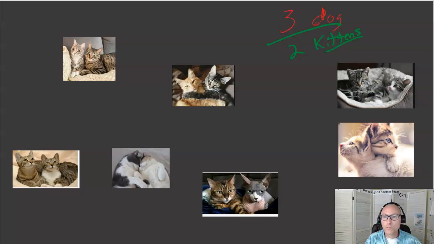But kittens. We're all babies anyway. Puppies. How many dogs total will we have when we have this many kitties? Stop the video. Let's see. Find out.